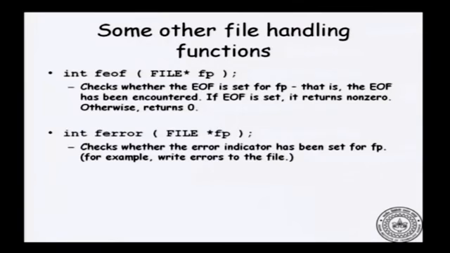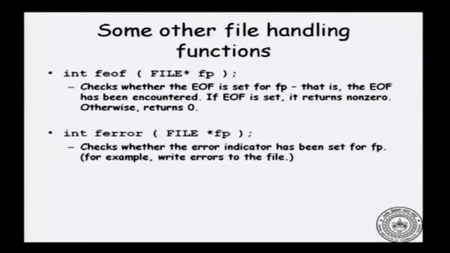Now, another useful file function is ferror. What the ferror function does is it takes the file pointer FP and checks whether you have encountered some error while reading the file. So, errors may be of many kinds. For example, you were trying to write to a read only medium like a CD.